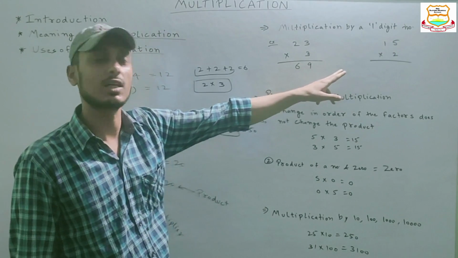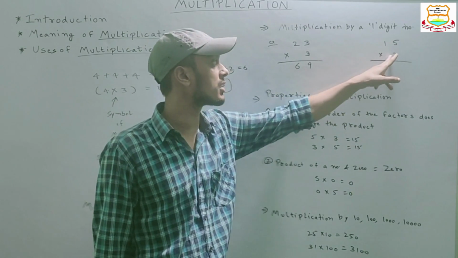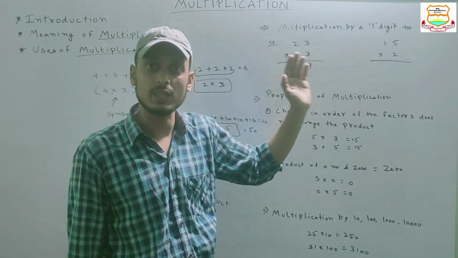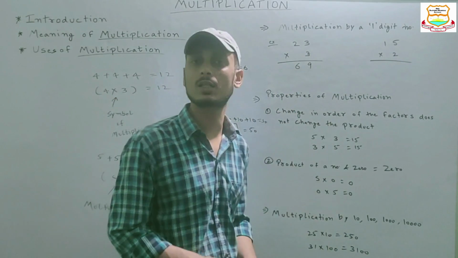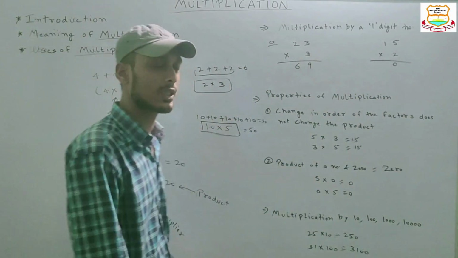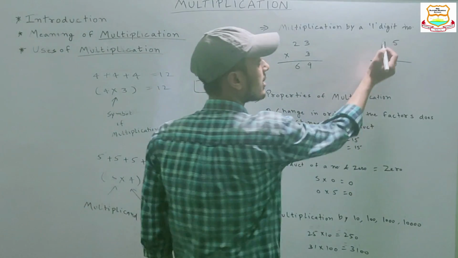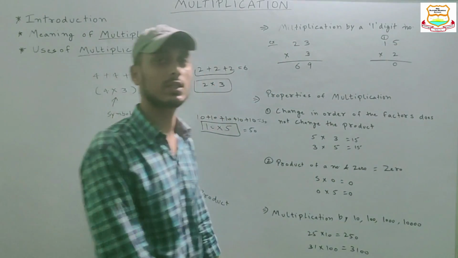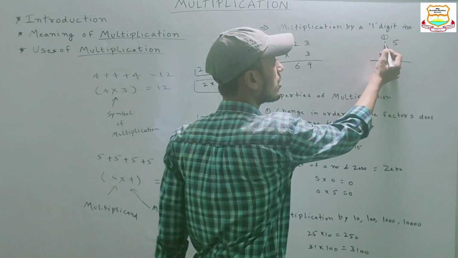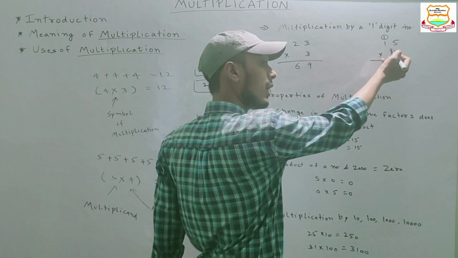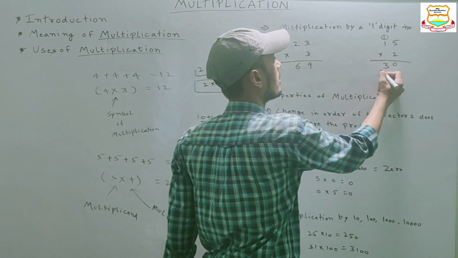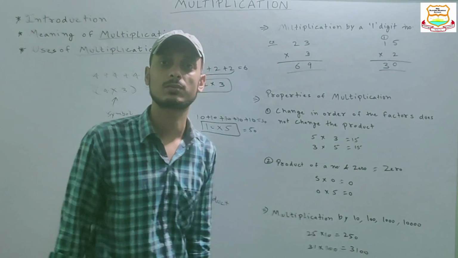So let us see another example of multiplication. 15 multiplied by 2. We can also read this as 15 into 2. So let us see how to multiply. 2 5s are 10. Then we have to write 0 and 1 carry will be transferred to the next digit. 2 1s are 2, and after that we have to add the carry. Then it will be 30. These are the products. Got it?